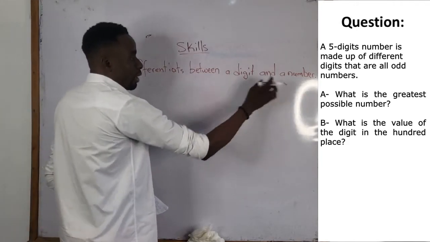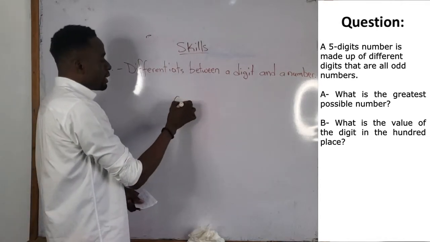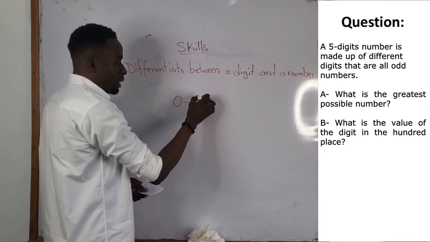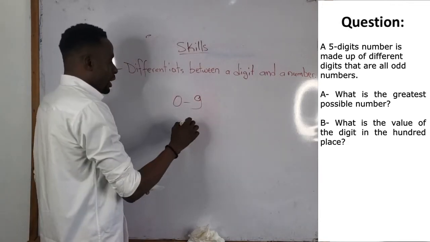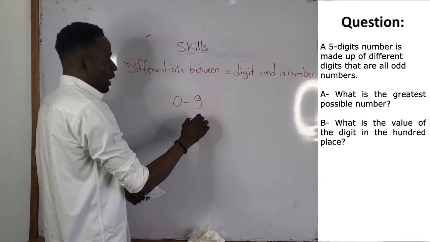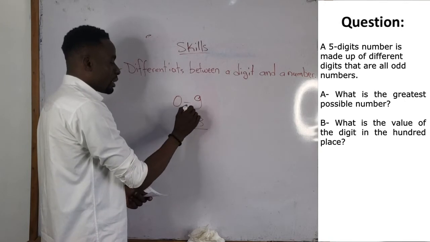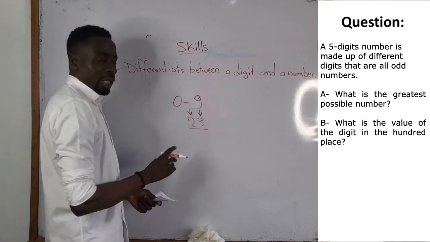When the child is now able to actually make the difference, what is a number? A number can be 0, or any number from 0 to 9, or a double number, that's two numbers, let's say 2 and 3. This is a number, and in this number we have 2 digits, which is 2 and 3. So we have 2 digits.